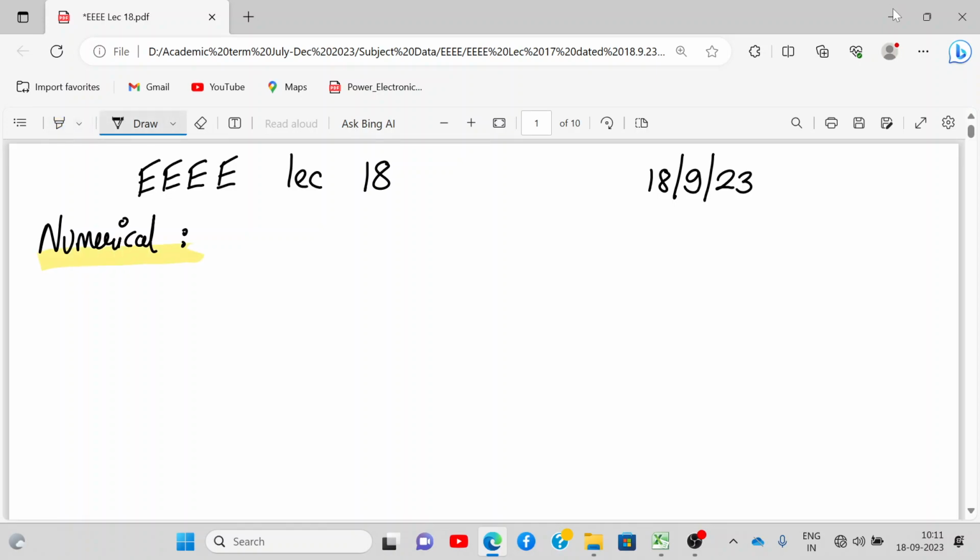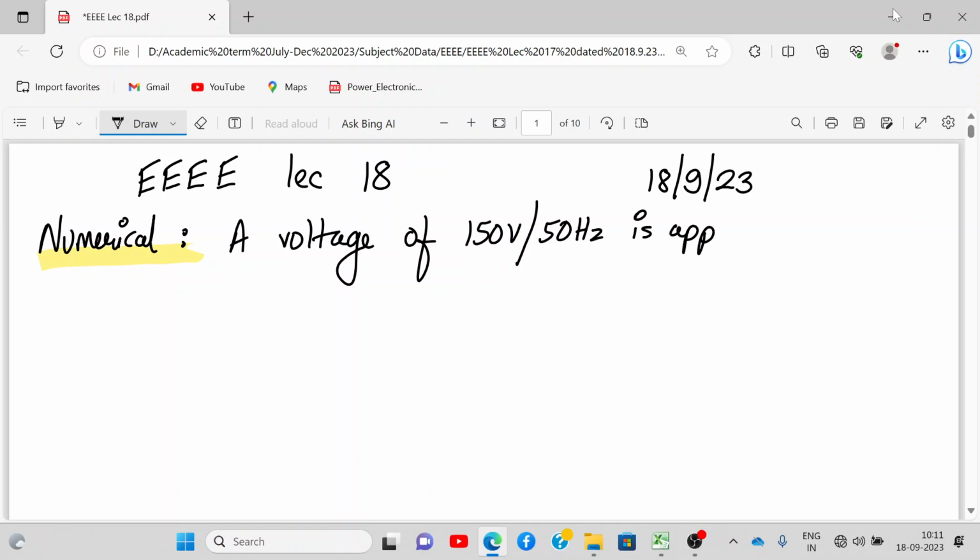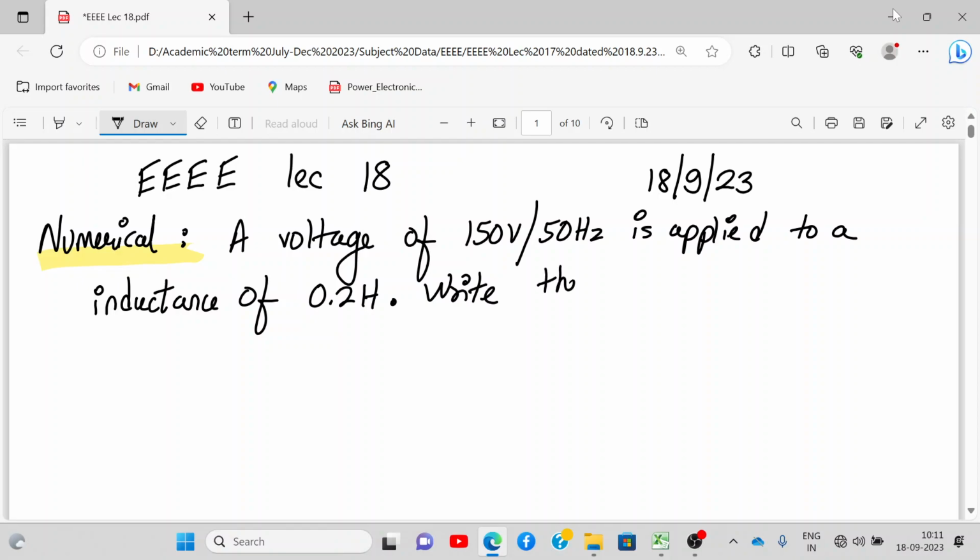A voltage, yeah students please note it down. A voltage of 150 volt, 50 hertz is applied to an inductance of 0.2 Henry. Write the time equation of voltage and current.